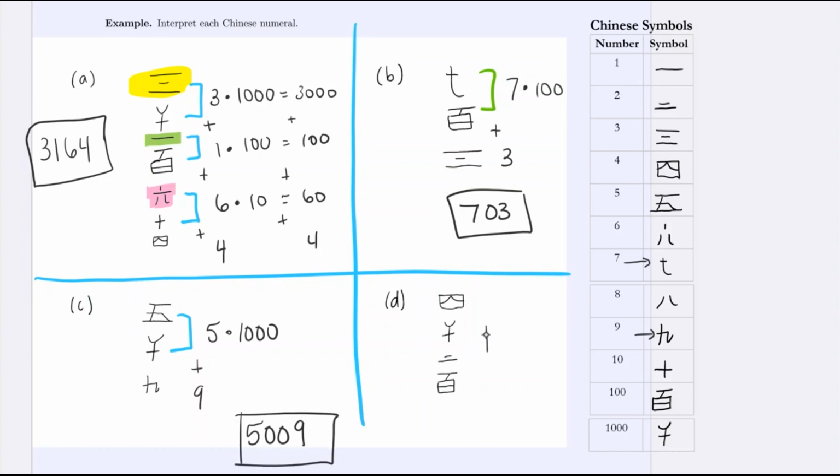Now for our last one, I recommend you take a moment to pause the video and just work on it on your own. Unpause to check your work.